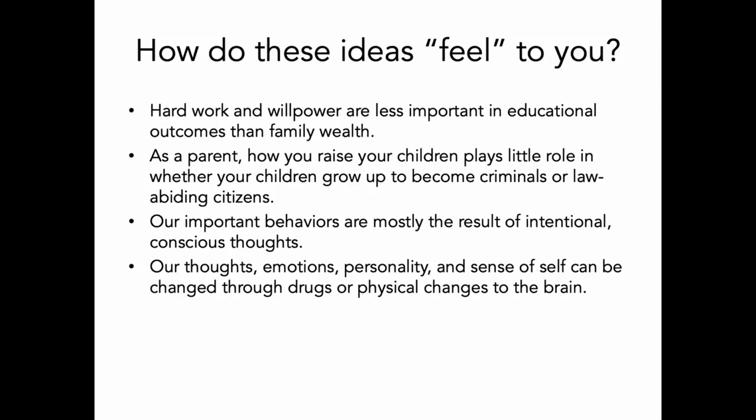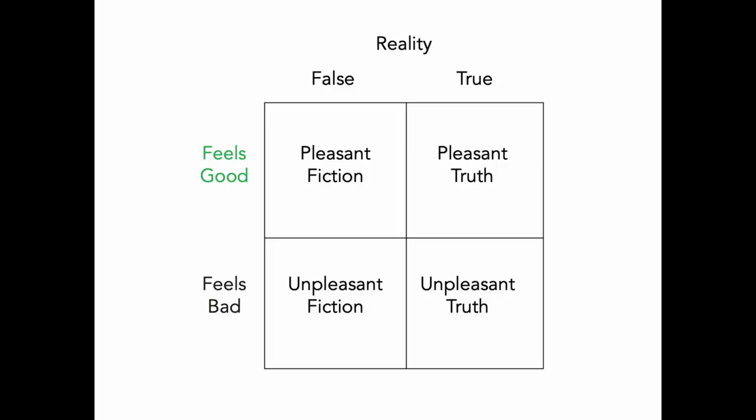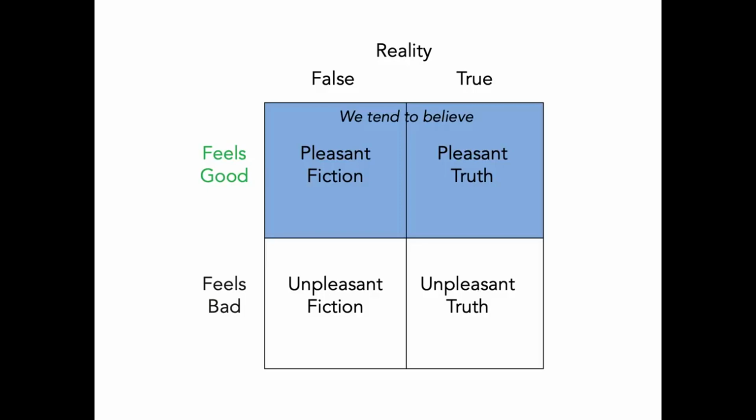So we have reality, let's say, in two columns. Some things are false and some are true. And then on the other side, we have things that feel good or feel bad, and we can break that into four quadrants. What I want to observe here is that we mostly tend to believe this row: fictions that make us feel good and truths that make us feel good. But reality is over here. And so we have a partial overlap, but things that are contrary to our values or contrary to what makes us feel safe are more difficult to accept.